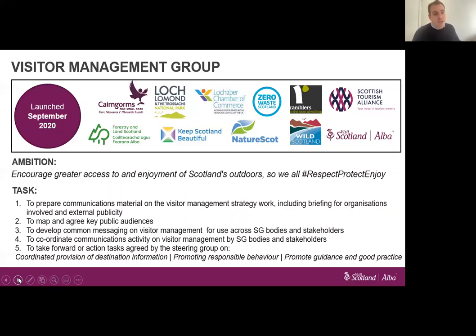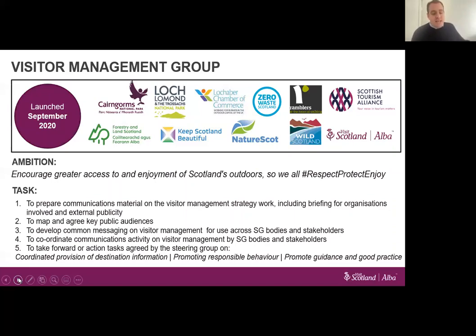To coordinate our communications, recognising that we were all communicating to similar audiences. How do we coordinate that in a much more timely and much more targeted fashion, and then ensure that we take on actions and tasks agreed by the steering group, ensuring that we have the destination information available, promoting that responsible behaviour which wasn't potentially seen last summer, and promoting guidance and good practice.